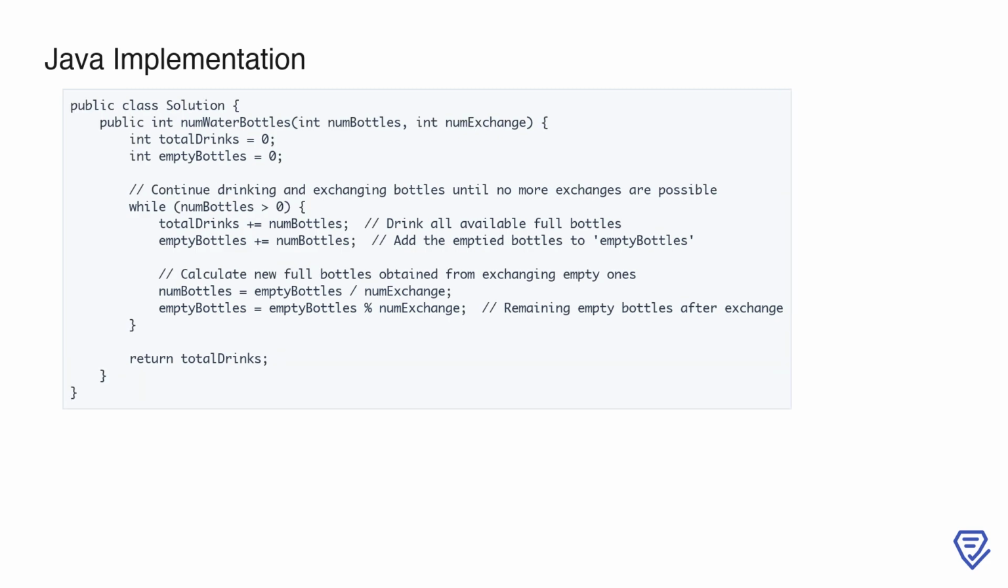This is the Java implementation of the water bottles problem, which follows the same logic as the provided Python solution. The method numWaterBottles calculates the total number of drinks possible by repeatedly exchanging empty bottles for new full ones. Key differences include explicit type declarations and the use of integer division and modulus operations for the exchange logic. The solution is encapsulated within a Solution class as per Java conventions for LeetCode submissions.